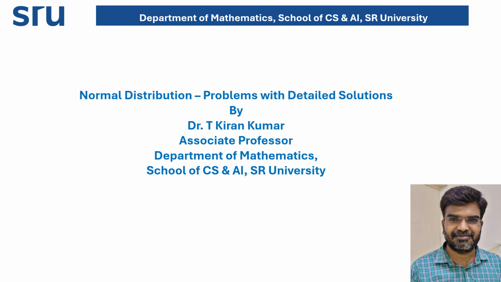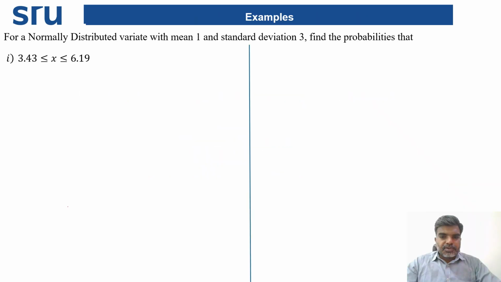In this video, I will discuss a few problems on normal distribution with complete solution. In this example, mean and standard deviation are given. We have to find the probability when the normal variate x lies in between 3.43 and 6.19.